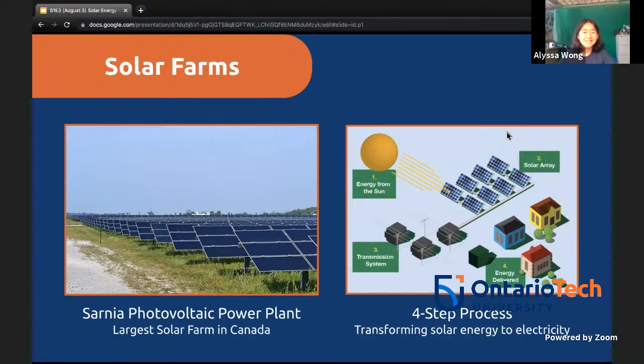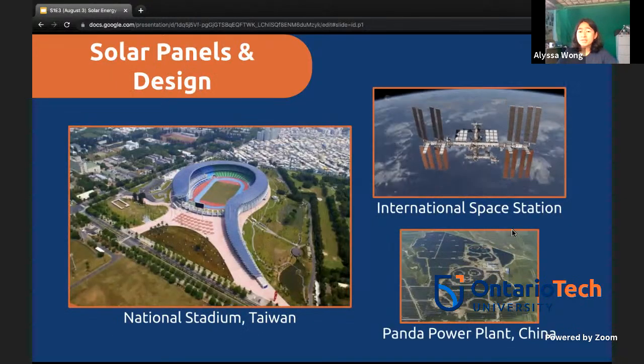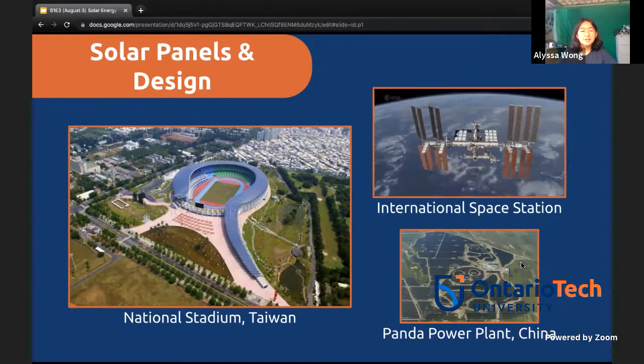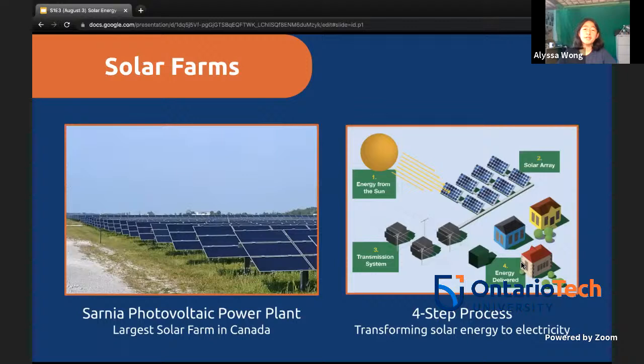for cities and towns like yours and mine. You'll see on the right hand of the screen that there's a 4-step process on how these solar panels work. Quickly, I'll go over it. The energy of the sun will be converted into electrical energy by these solar panels. And that is their job. That is exactly what they do.